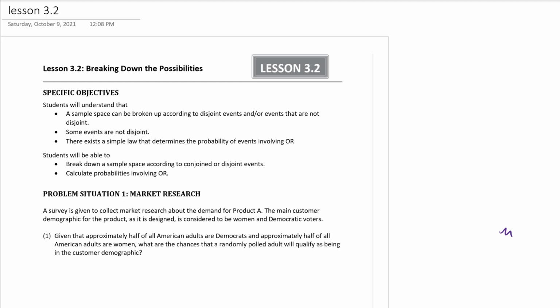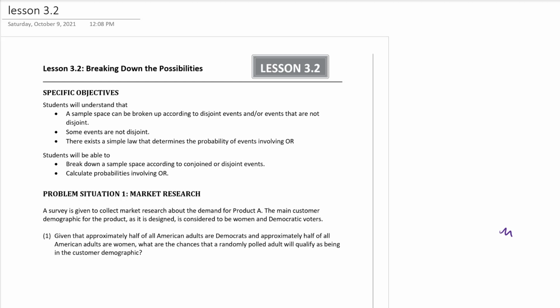Students will understand that a sample space can be broken up according to disjoint events and or events that are not disjoint. Some events are not disjoint. There exists a simple law that determines the probability of events involving or. Students will be able to break down a sample space according to conjoined or disjoint events, and calculate probability involving or.